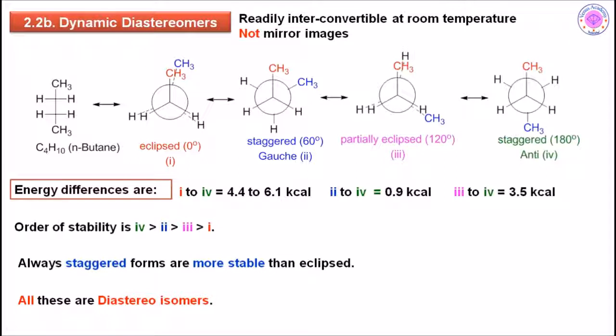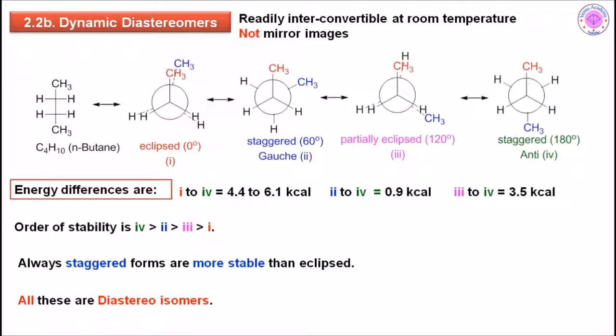Dear friends, dynamic isomerism is an isomerism where these compounds are not stable at room temperature. This is of two types. One is structural isomerism, where the compounds are structurally different, for example keto-enol tautomerism. The other is stereoisomerism, where dynamic compounds are not stable at room temperature.